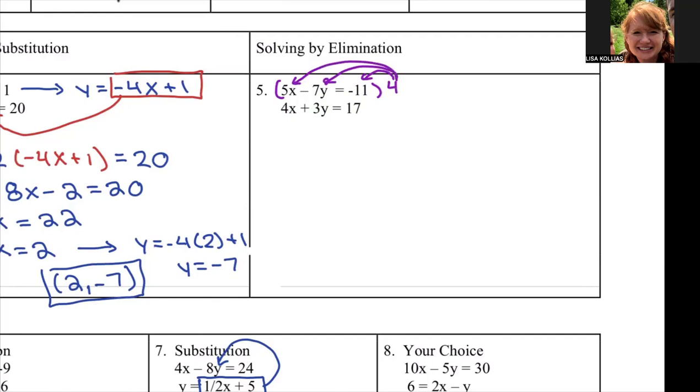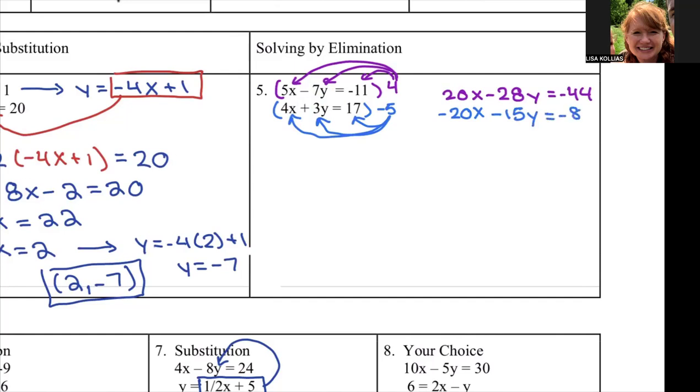And that's going to give me 20x minus 28y equals negative 44. And then I'm going to multiply the bottom one by a negative 5 because I want to knock out the x's. So I want them to be the same, but opposites. 4 times negative 5 is negative 20x. So notice those are the same numbers, but opposites. And then I've got a negative 15y. And then I've got 17 times negative 5, negative 85.